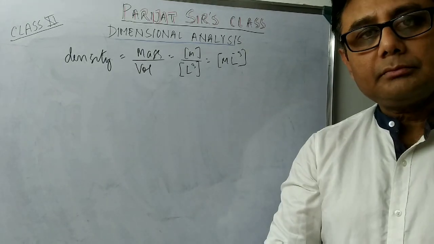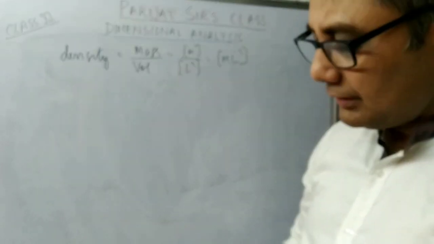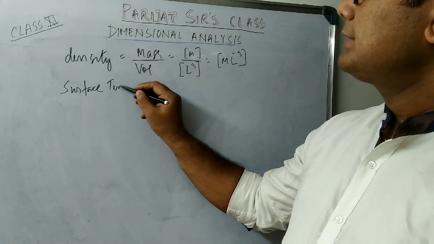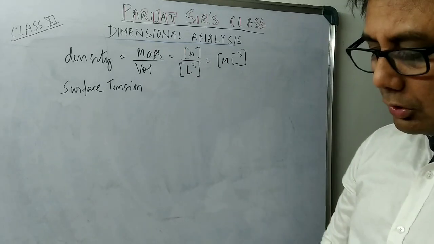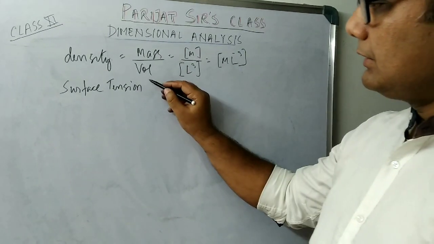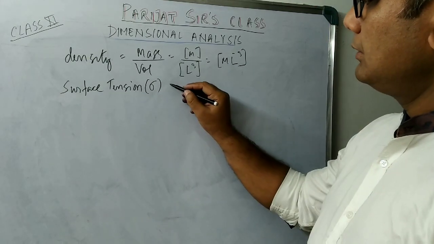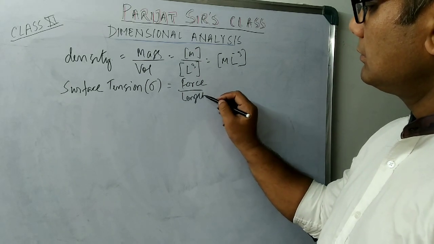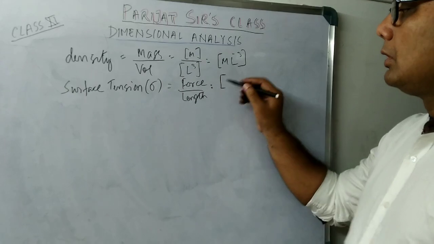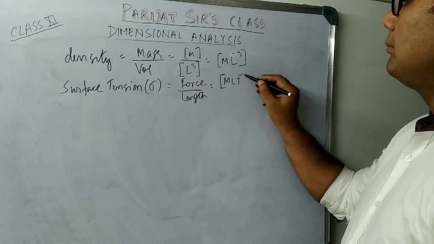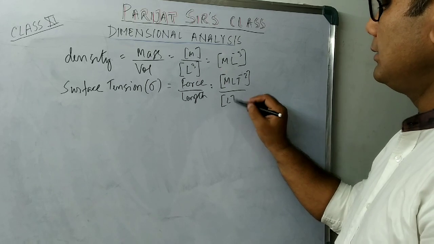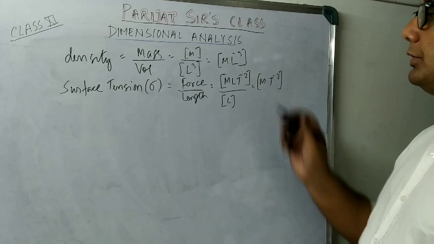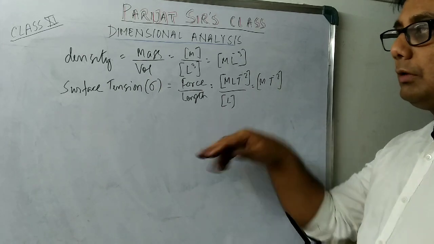This is density. Now let me introduce another term, which is surface tension. So what is surface tension? Let us give it a symbol. Surface tension is force per unit length. So what is force? Force is m L T minus 2, by L. So which will be m T minus 2. So this is surface tension. Keep this in mind, as we will be using these two.